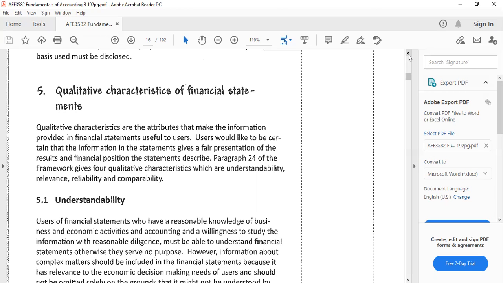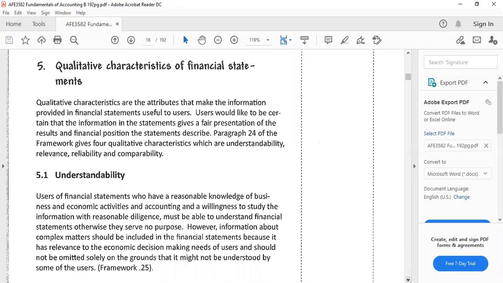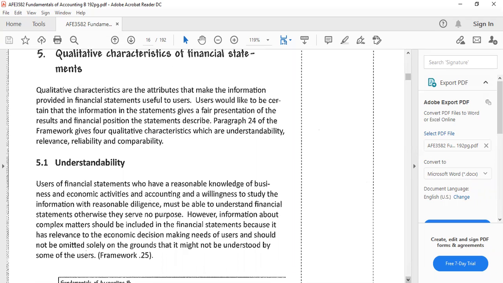Meaning that I cannot just bring you a balance sheet which has some accounts missing, some information missing, or that I don't understand, where the format is wrong. You understand? So there should be certain qualities that make them useful. So we are going to look at those qualities or those characteristics that make them useful.